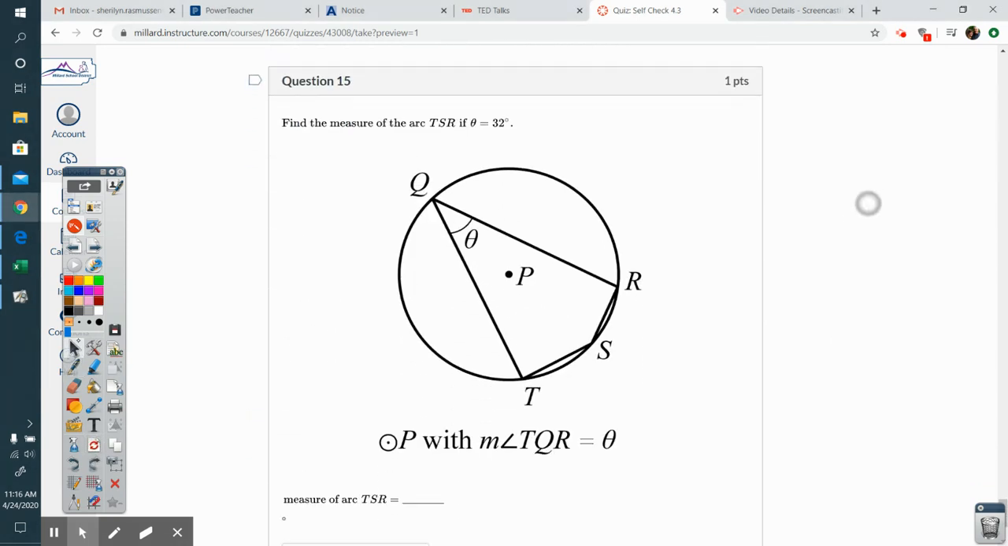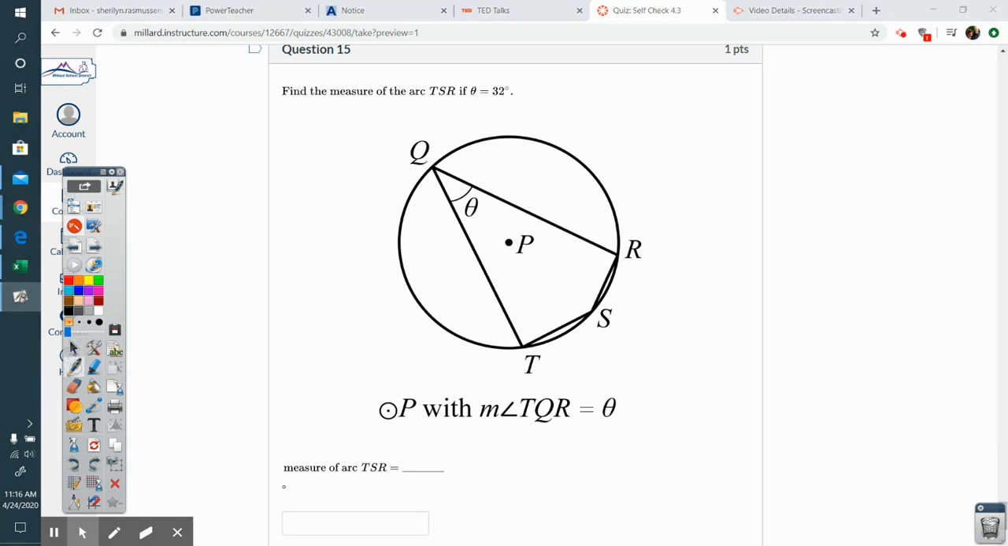Okay, last question on this particular assignment. Find the measure of arc TSR. So we want to know what TSR is this time if theta is 32. So this is easier. I don't have to subtract it. I just take the small part and double it, making it 64 degrees to get TSR.